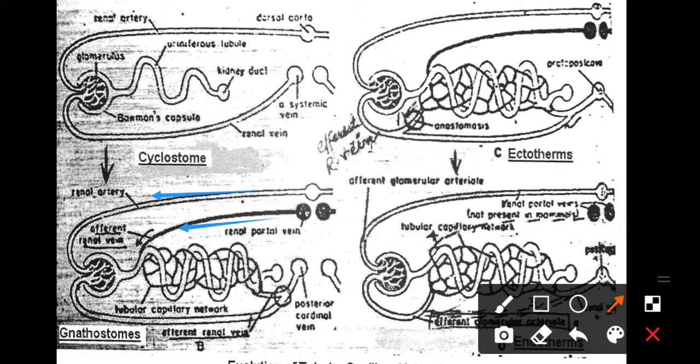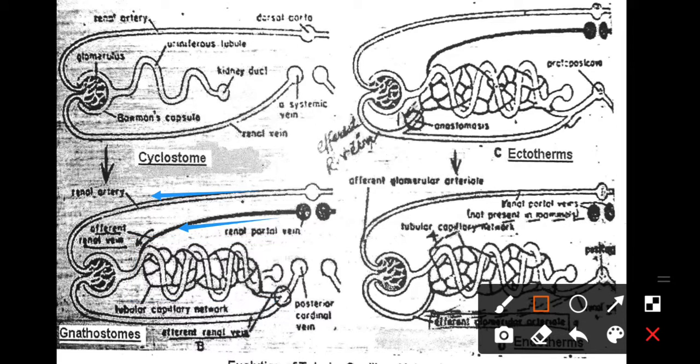And this is making a capillary network which is called a tubular capillary network over the uriniferous tubule, and now we take it as the vasa recta of the nephron. So this is the very preliminary stage in the formation of the tubular capillary network, and the input to this network is from the renal portal vein, which is present below the dorsal aorta.